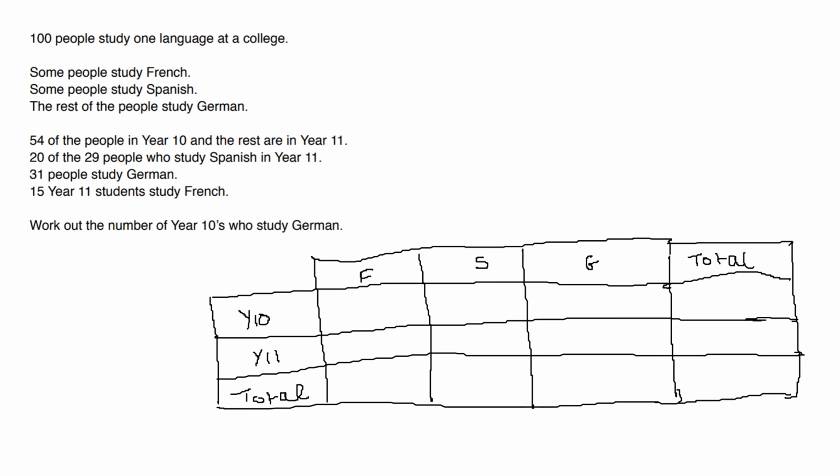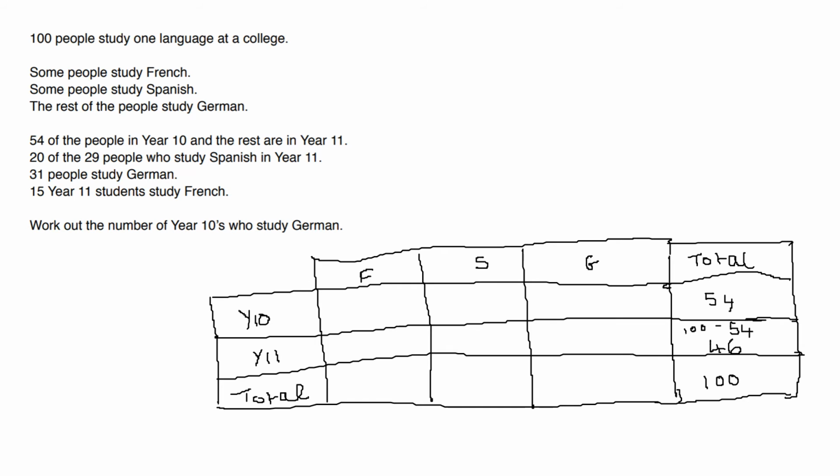So there are 100 people altogether. So let's pop that there. 54 of the people are in year 10. The rest are in year 11. So 100 minus 54 are in year 11. So that will give me 46 people in year 11.